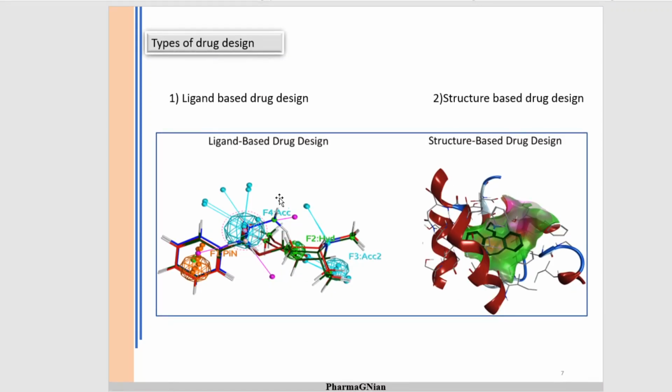These are the types of drug design involved in computer-aided drug design: ligand-based drug design and structure-based drug design. We will see what ligand-based and structure-based drug design are. We have already seen that.